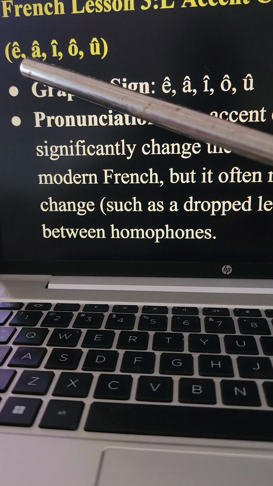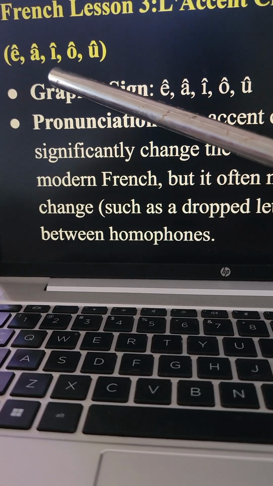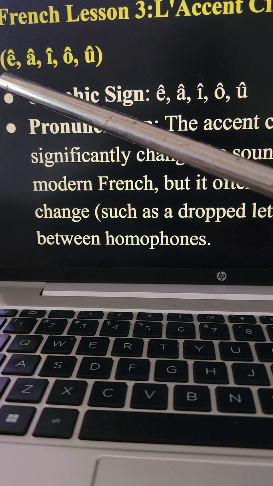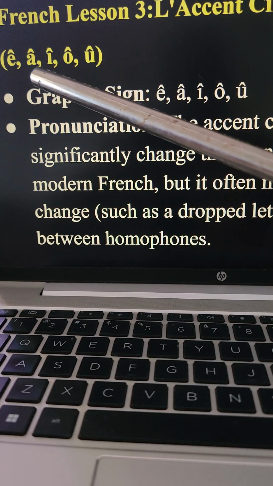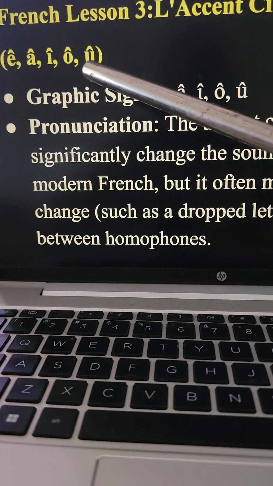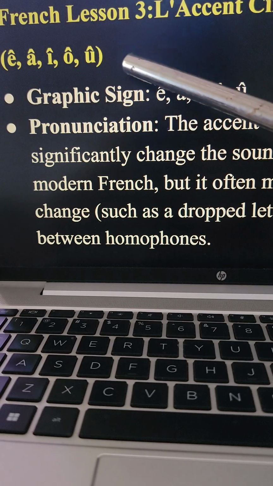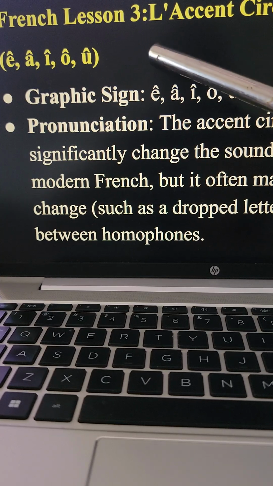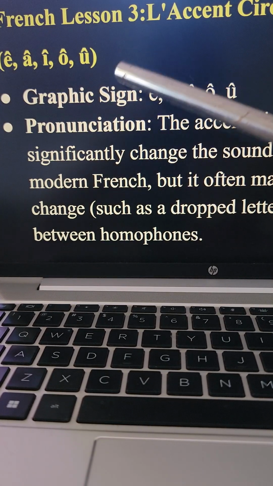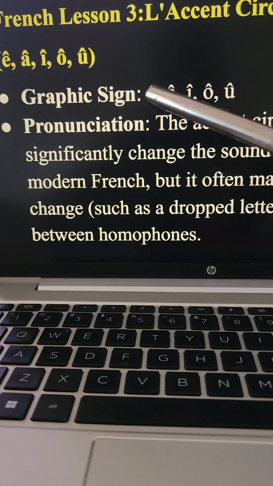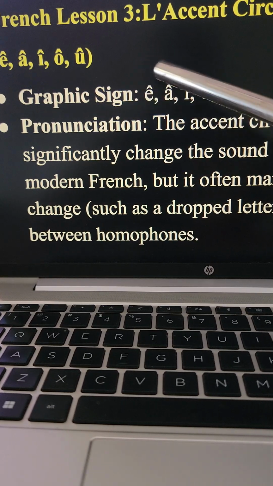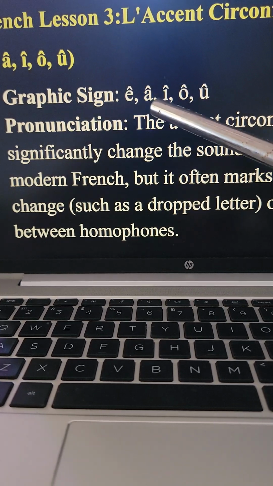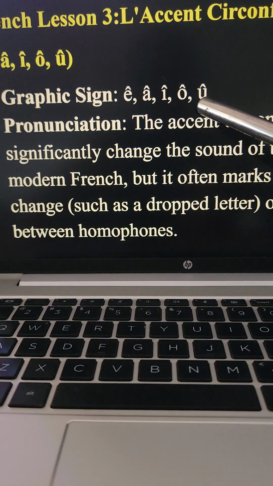This accent circonflexe will appear on these letters here, all the vowels in fact. All of them: the E, the A, the I, the O, and the U. And I said it's a combination of accent aigu going up, then coming down, accent grave, making this graphic sign of something like a heart on top of the E, the A, the I, the O, and the U.